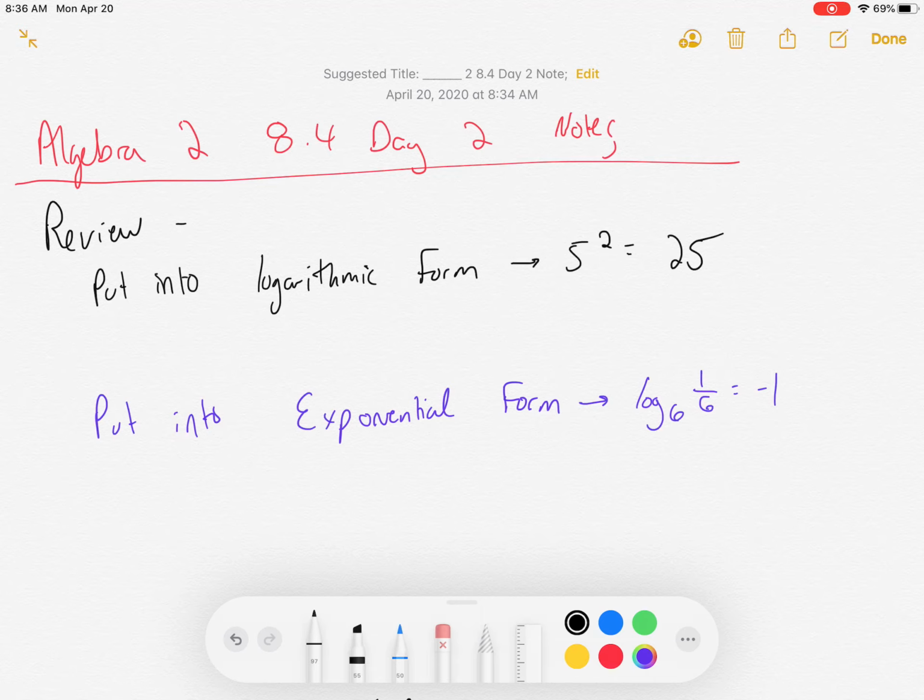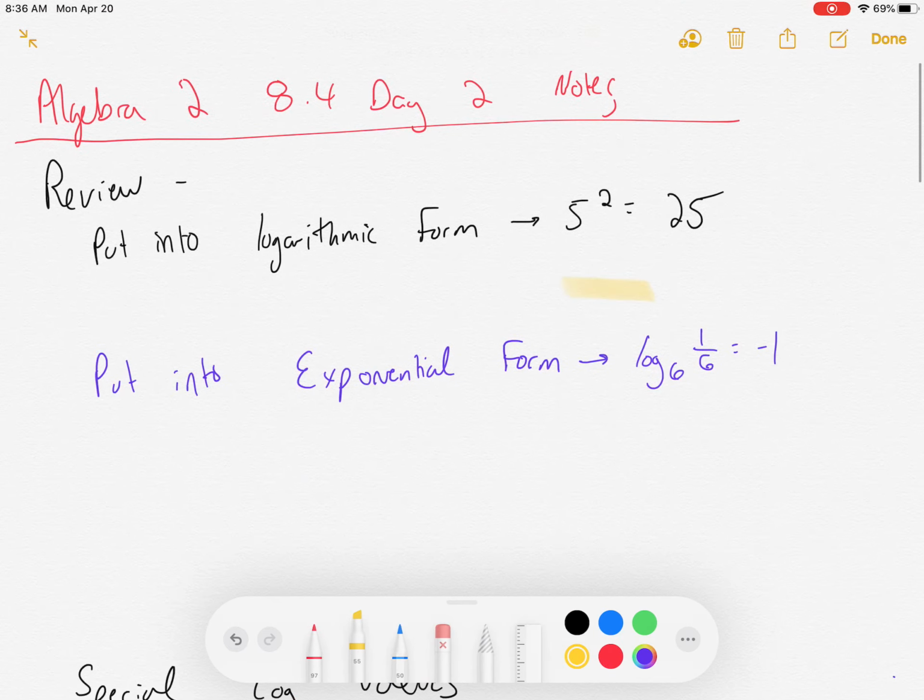Before we get rolling today, just a quick review from yesterday's portion. Again, if you don't understand yesterday's, you can't really get today's. So we're just going to go over a few problems. Just switching between the two forms, that's very, very important for us.